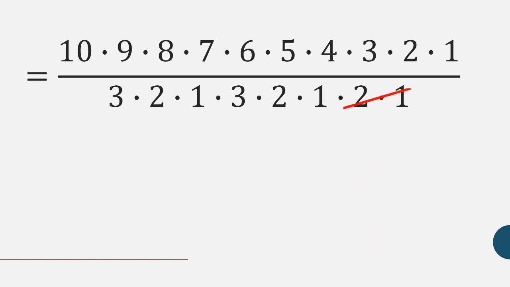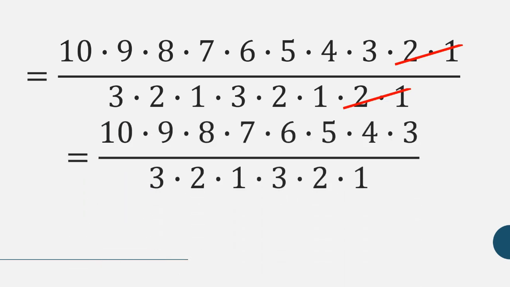So in that case, kinancel ko dito si 2 times 1, kinancel ko rin sa taas si 2 times 1 because they are equal. So ano na lang natira sa problem natin? We have 10 times 9 times 8 times 7 times 6 times 5 times 4 times 3 at sa baba 3 times 2 times 1 times 3 times 2 times 1. Ano bang next na kinancel ko? Kinancel ko si 6 at yung katumbas niya sa denominator, we have 3 times 2 times 1 because that is equivalent to 6. Now, ano na lang natira ulit sa ating problem?